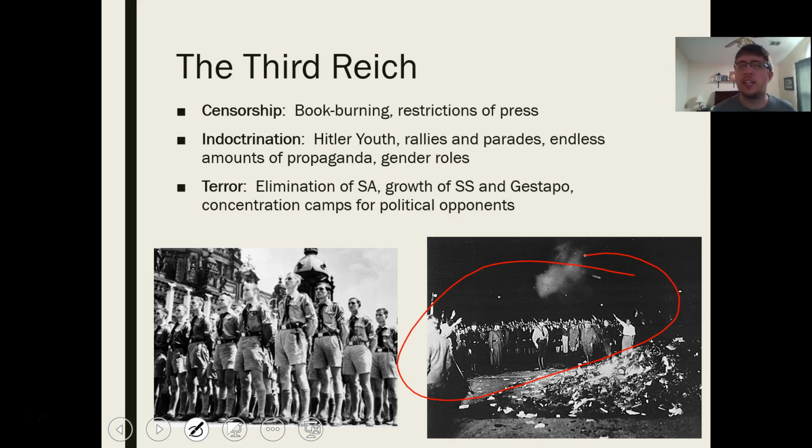Indoctrination, forcing teenagers to join the Hitler Youth as a way to teach them Nazi ideology at after-school time. Rallies and parades, propaganda, gender roles, telling women that you have to become mothers of baby Nazis, right? Make Nazis, that's your role. Men, be physical, be militaristic, be tough, so that when the day comes that we are at war, you will be tough enough to fight for your country and for your Fuhrer.